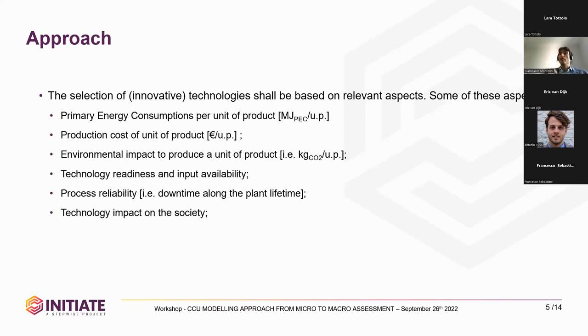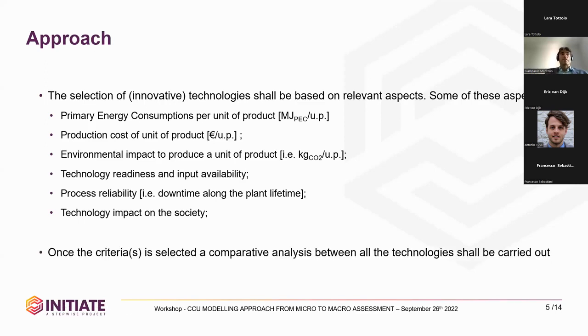These are just 6, but I can keep on adding other aspects as selection criteria for identifying the most suitable technology. I'm not stating here which is the most relevant or which is the least relevant. I'm just stressing the typical parameters which are adopted as of today to identify the most suitable technologies. And nevertheless, once the criteria is selected, because for example, the final criteria can even be a combination of this list or others, a comparative analysis between all the technologies shall be carried out. So the first approach is to identify which relevant aspect shall be considered for comparing the different technologies.